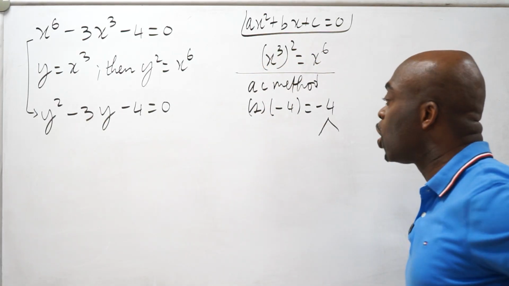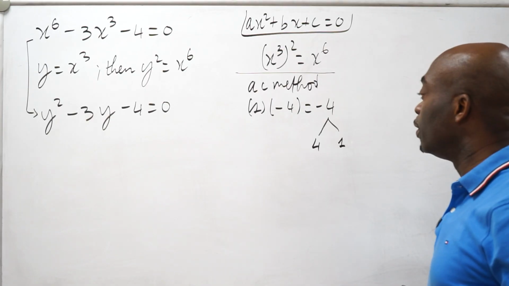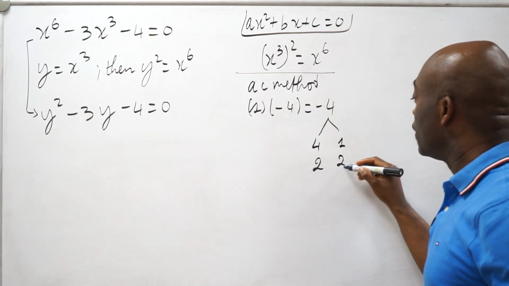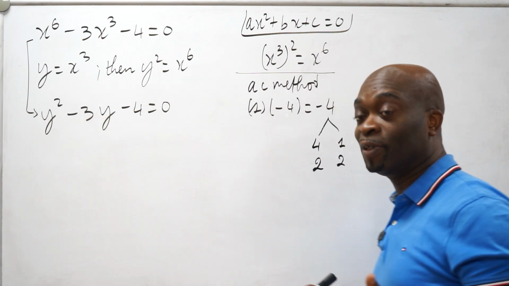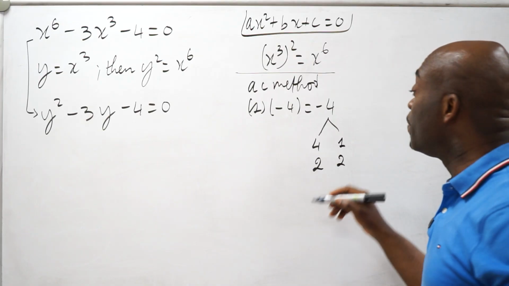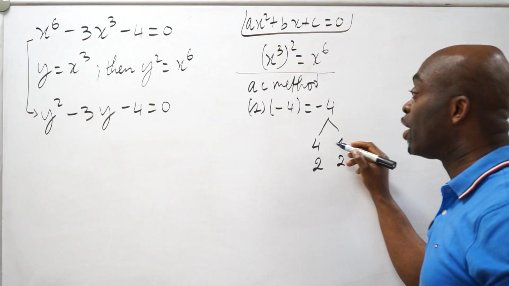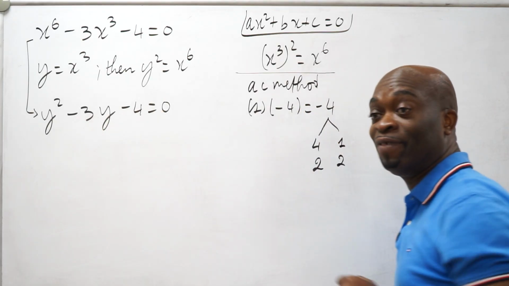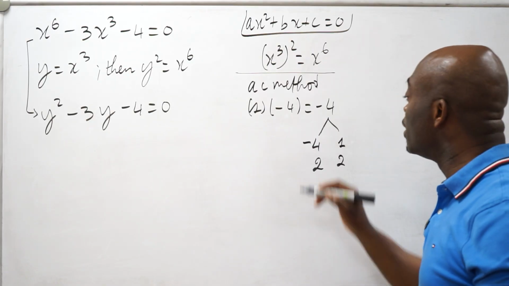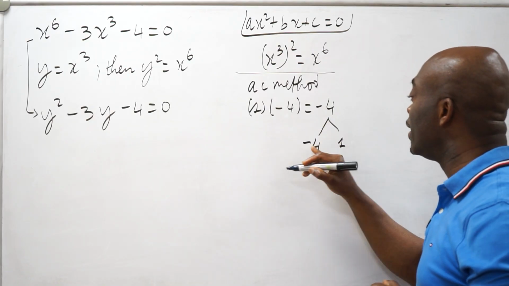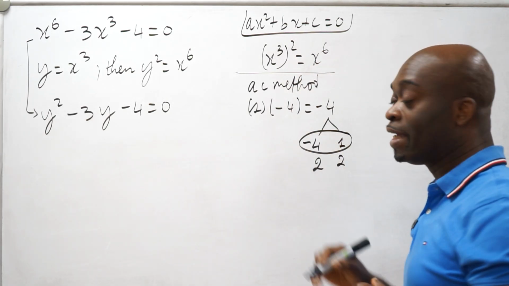All right? So we know that 4 times 1 definitely will give us 4. 2 by 2 as well. But is there any way where we can add or subtract 2 and 2 to get -3? No. What about 4 and 1? Yes. But when we take -1 and 4, when we multiply, we're going to get -4, but when we add up, we're going to end up with +3. But here we have -3. So that means this one is more probable. So that's the correct one. -4 times 1 is -4. -4 plus 1 is -3. All right? So this one is the one.